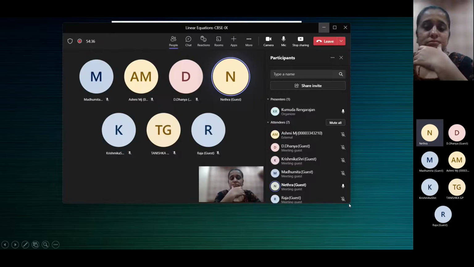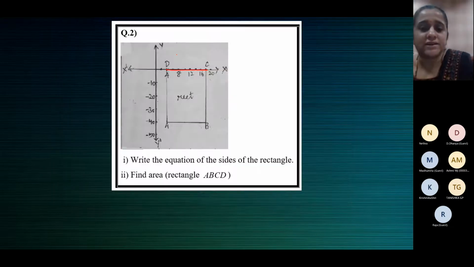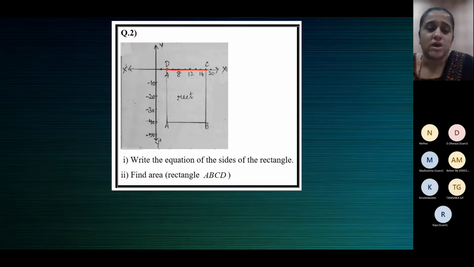Y is equal to... yes, you're right. Please find out what is y. You're right, Netra. So what is y? Let's just take some points and write the coordinates. What are the coordinates of this point?